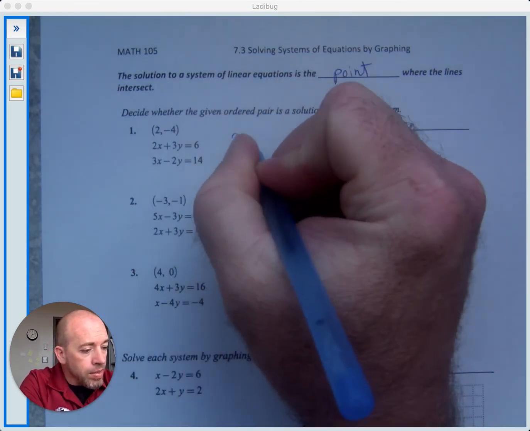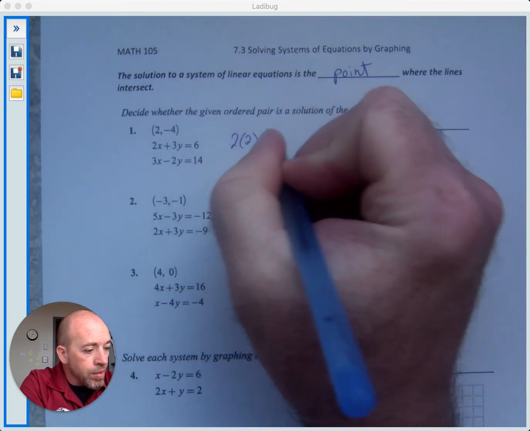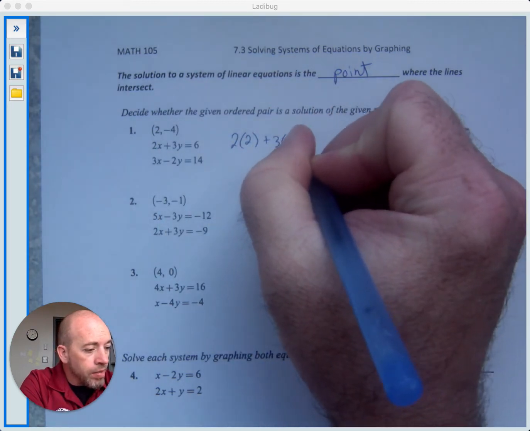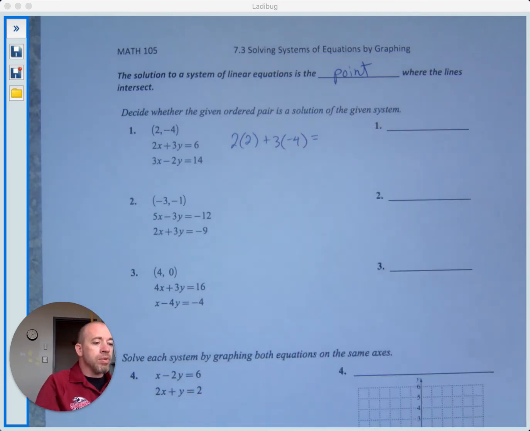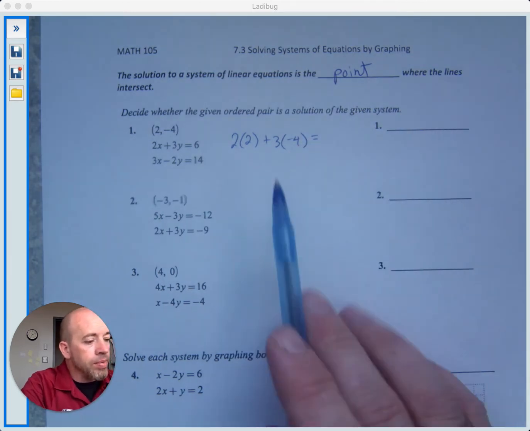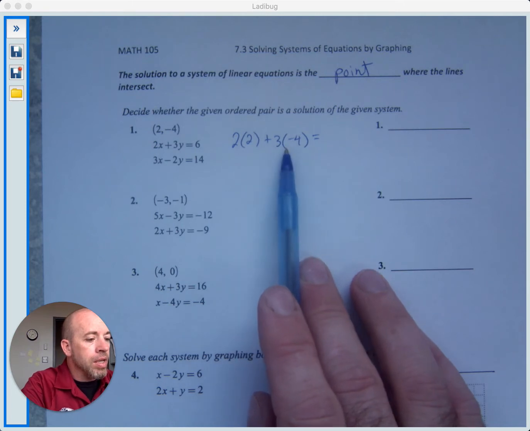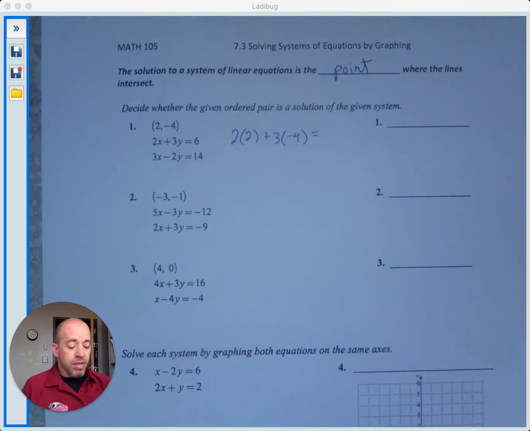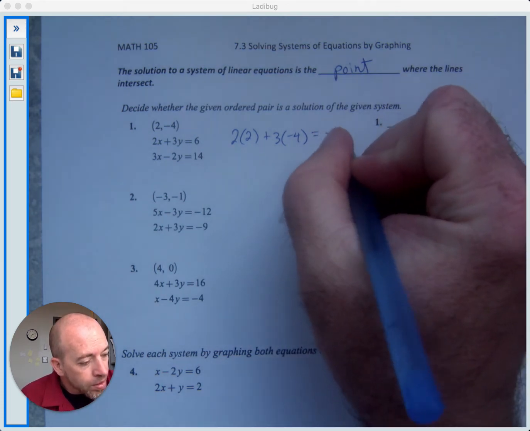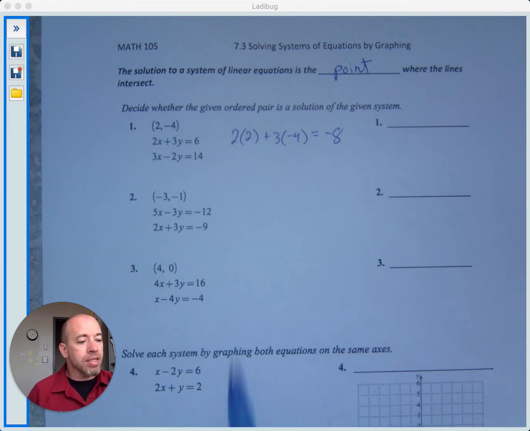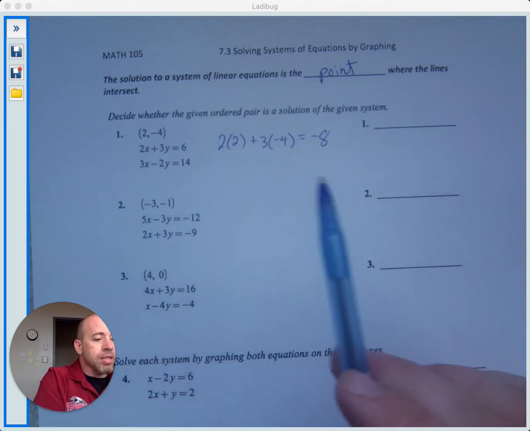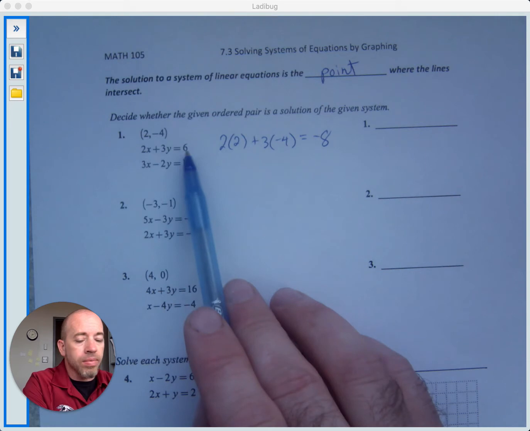So 2 times x, which is 2, plus 3 times y, which is -4. We want to see if that's equal to 6. So let's see, 2 times 2 is 4, plus -12. Maybe I'll just do this out. 2 times 2 plus 3 times -4. I get -8. So that is not equal to 6, is it? So right away we could say this is not a solution to the system.